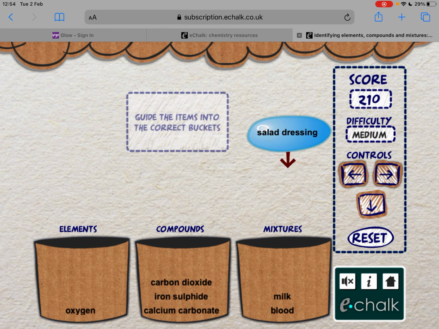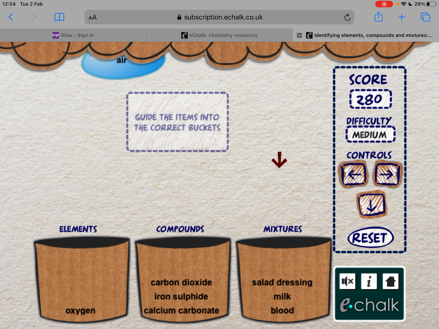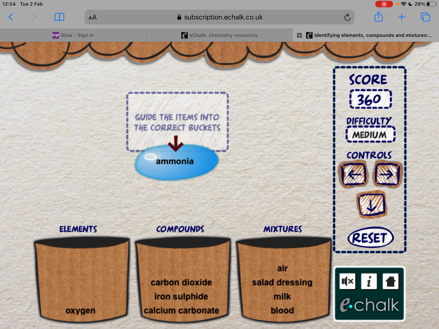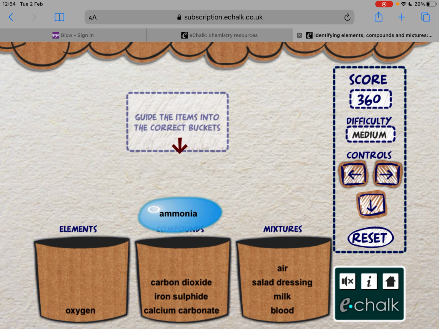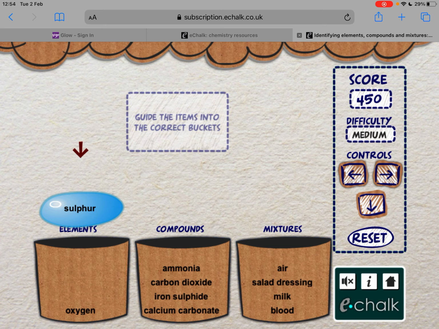Salad dressing, another example of a mixture. Again, lots of different things within it, but not chemically joined together. And the same for air, it is also a mixture. Ammonia, some of you may have heard of this before. Ammonia is a compound. Sulfur we find in the periodic table, so it is an element.